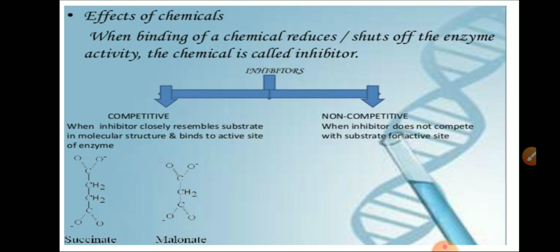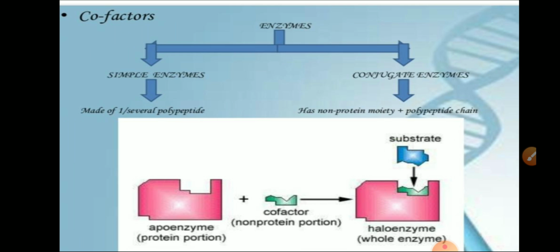Effects of chemicals. When binding of a chemical reduces or shuts off the enzyme activity, the chemicals which inhibit the enzyme functioning are known as inhibitors. There are two types of inhibitors. One is competitive and the other is non-competitive. Competitive inhibitors resemble the substrate in their functioning.